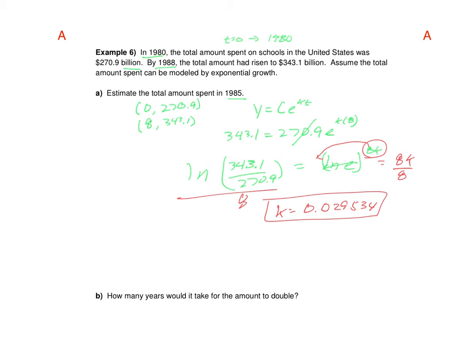So now when you go to evaluate, they want to know how much was spent in 1985, so we're looking for an end amount. I'm going to start off with our original amount that we had, our starting amount. I'm going to use the k from the calculator, and that's 5 years later. So when I calculate that out, it is going to be $314.008 billion.